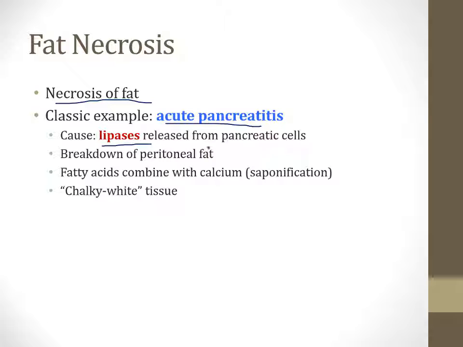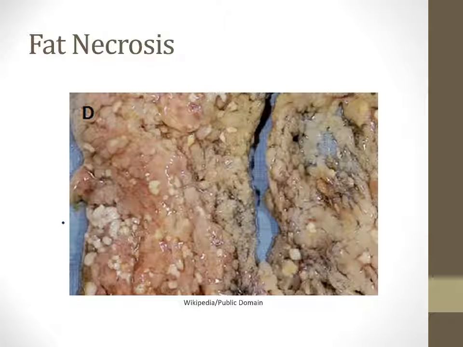One thing they do is break down peritoneal fat, and that peritoneal fat releases fatty acids which combine with calcium. This is a process called saponification, and this leads to formation of a chalky white tissue, which is classic in acute pancreatitis and fat necrosis. This is a gross specimen from someone who died with acute pancreatitis, and you can see these white clumps here.